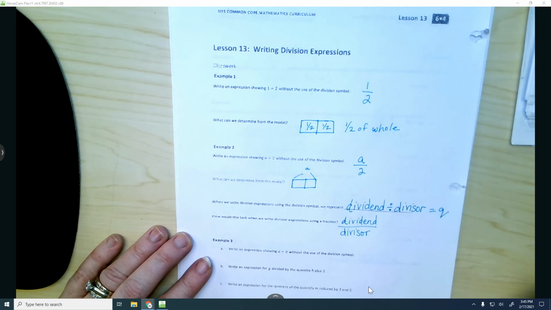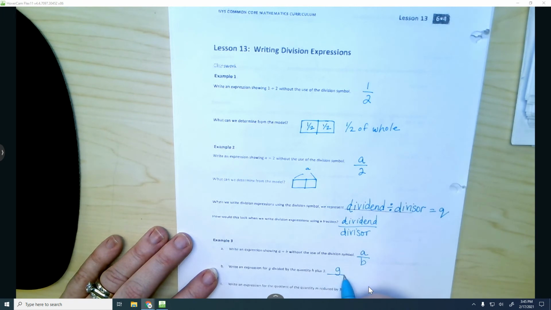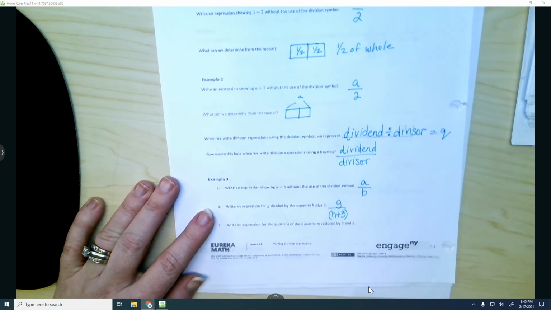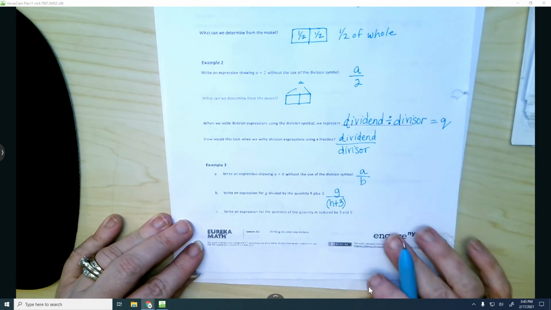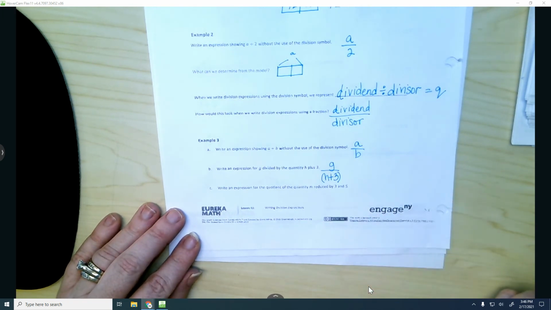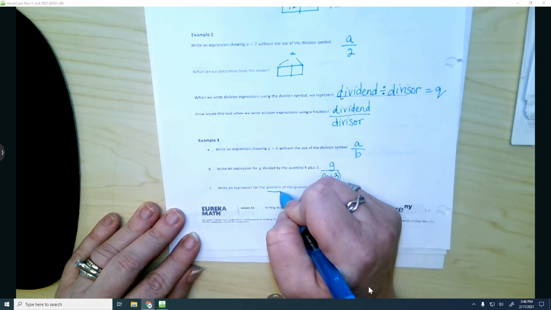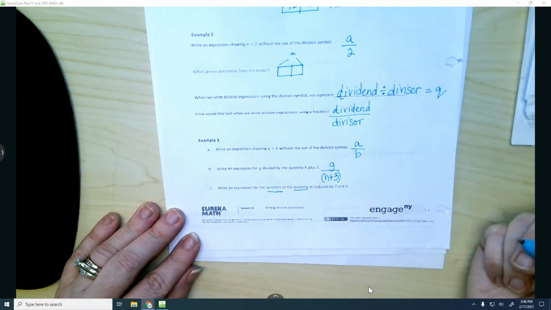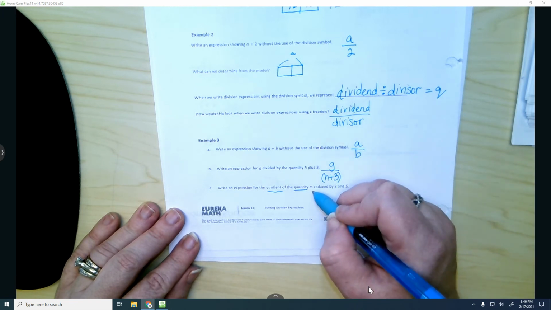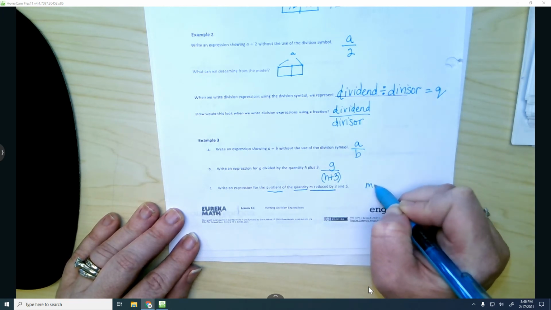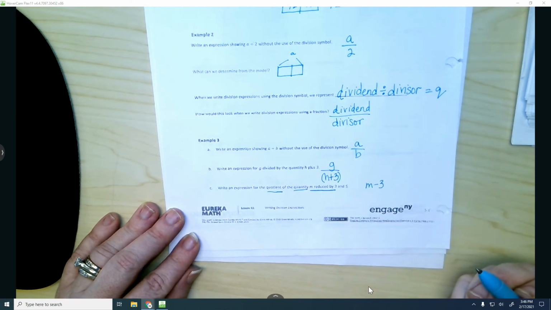So write an expression showing a divided by b without using the division symbol. So a divided by b. Write an expression for g divided by the quantity of h plus 3. For quantity, you could put parentheses around it, but you could also, in this case, just write g divided by h plus 3. And then the last one, write an expression for the quotient of the quantity m reduced by 3. So we want to keep the quantity m minus 3 together. And then it says and 5.